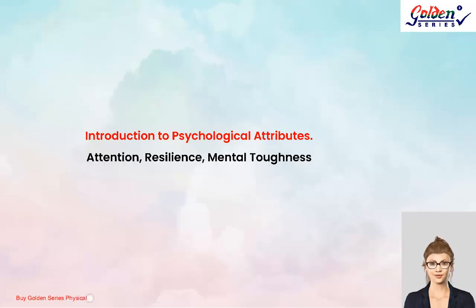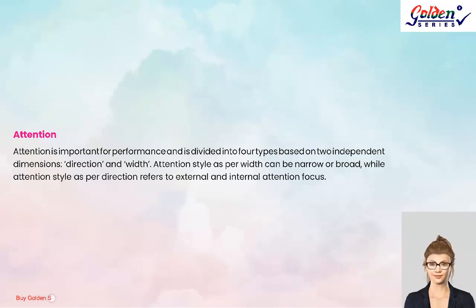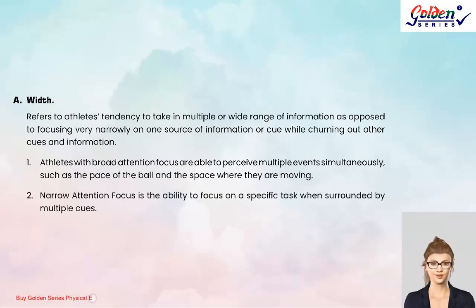Introduction to psychological attributes. Attention, resilience, mental toughness. Attention. Attention is important for performance and is divided into 4 types based on 2 independent dimensions, direction and width. Attention style as per width can be narrow or broad, while attention style as per direction refers to external and internal attention focus. Width refers to athletes' tendency to take in multiple or a wide range of information as opposed to focusing very narrowly on one source of information or cue while shutting out other cues and information.